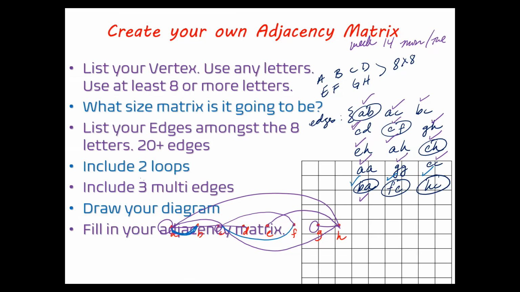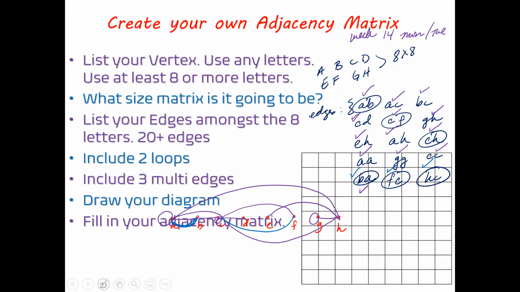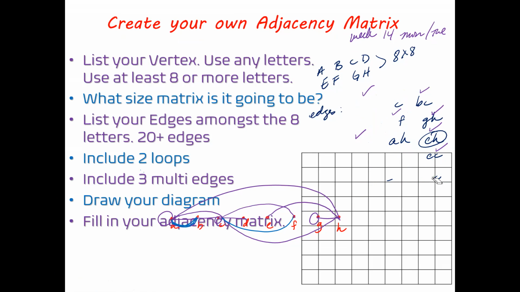And looking at this part here, you want it to be 9 by 9 because you're going to be writing down the letters here. So let me erase this piece here. And you're going to have A, B, C, D, E, F, G, H. So you have to have that extra side right there, and then fill in your adjacency matrix. And that concludes what you have to do for class today.